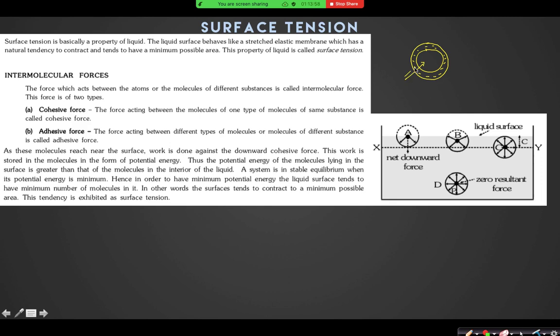You are blowing some air and you are doing some work. Due to the work you are doing, you are actually making this layer thinner and you are increasing the surface area. Yes or no?